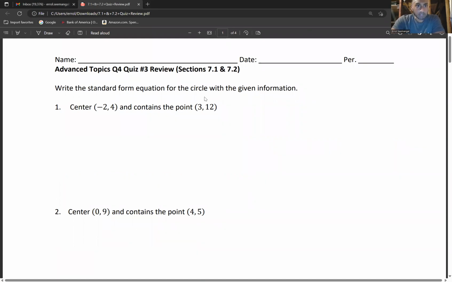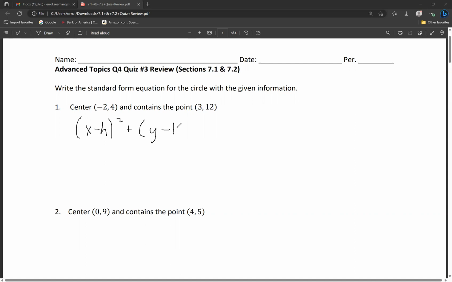All right, number one: write the standard form equation for the circle with the given information, center and point. Okay, how do we do this? I believe there's a formula. I can't recall it though. Okay, so the formula is this. It wants standard form, so it's like this: bracket x minus h squared plus y minus k squared equals r squared. Oh, actually, I think that's the other form.